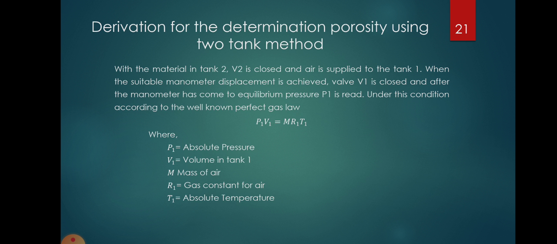Derivation for the determination of porosity using the two tank method. With the material in tank 2, V2 is closed and air is supplied to tank 1. When a suitable manometer displacement is achieved, valve V1 is closed, and after the manometer has come to equilibrium, pressure P1 is read. Under this condition, according to the well-known perfect gas law, P1 V1 is equal to m R1 T1, where P1 is the absolute pressure, V1 is the volume of tank 1, m is the mass of air, R1 is the gas constant of air, and T1 is the absolute temperature.